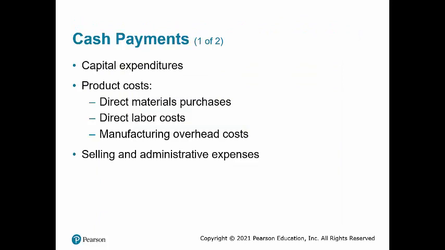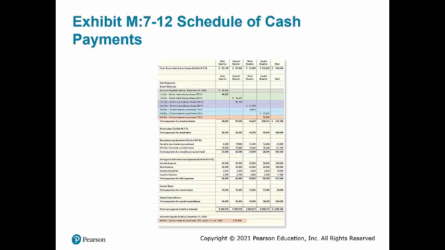Next, we are going to talk about cash payments. So cash payments will come from, again, other budgets that we have completed. The capital expenditures budget, and then the product cost from direct materials, direct labor, and manufacturing overhead budgets, as well as the period cost from the selling and administrative expense budget. And then we will be given information on the income taxes that are expected to be paid by Smart Touch Learning. This is a schedule of the cash payments for Smart Touch Learning.